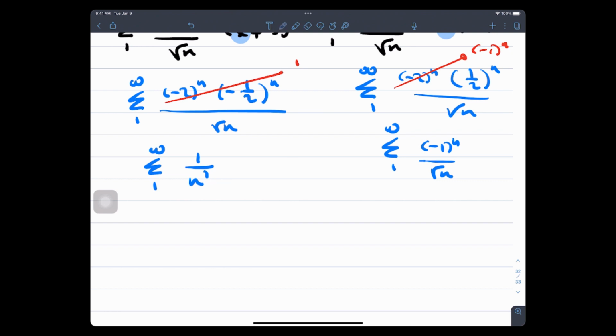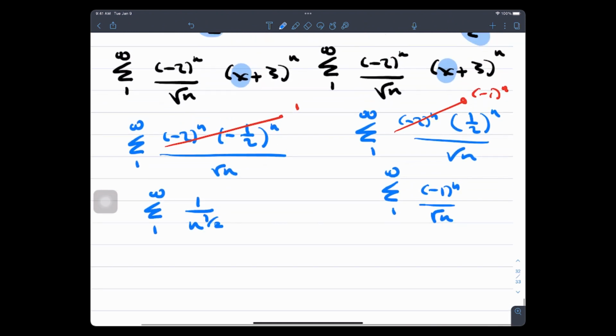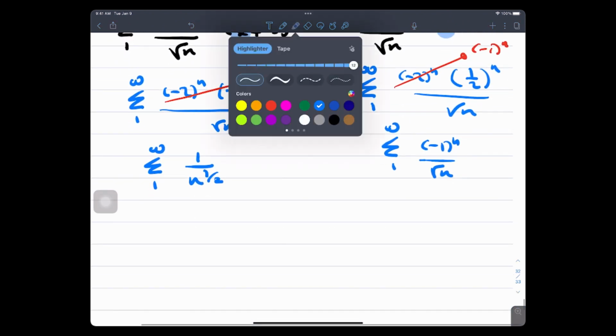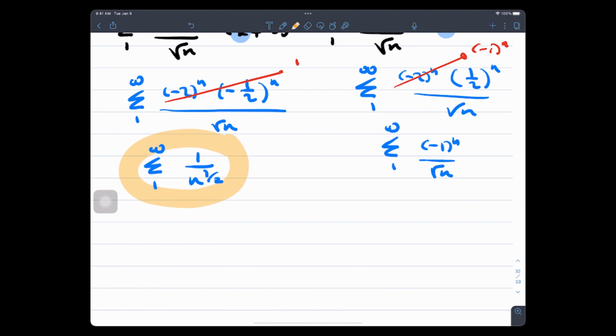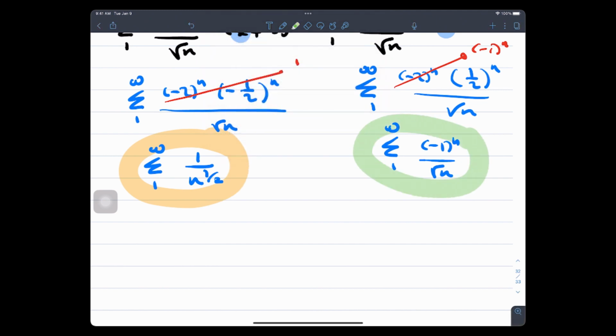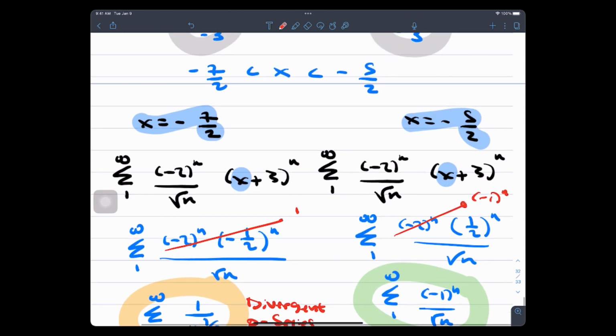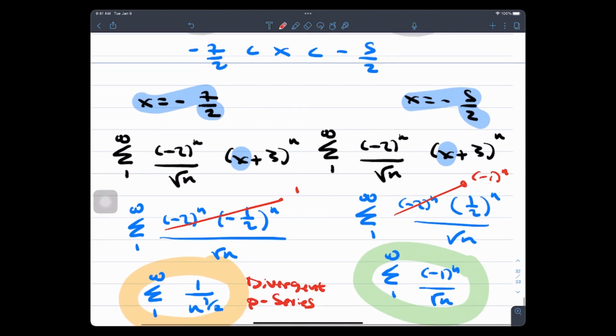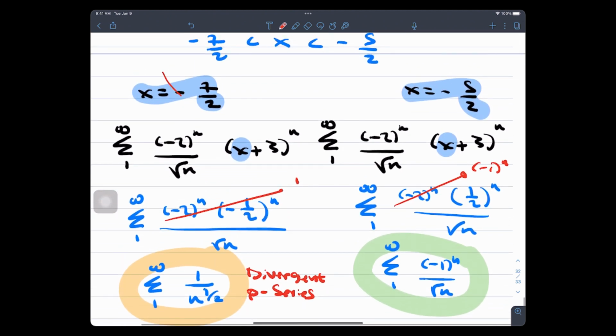Now, why did I write this as 1/2 here and not the other one? What do you guys know about this particular series here on the left? What is this? Yeah. This is a divergent what? Divergent p-series. That's what you guys want to know. So we don't include that -7/2, okay? So this is not included.